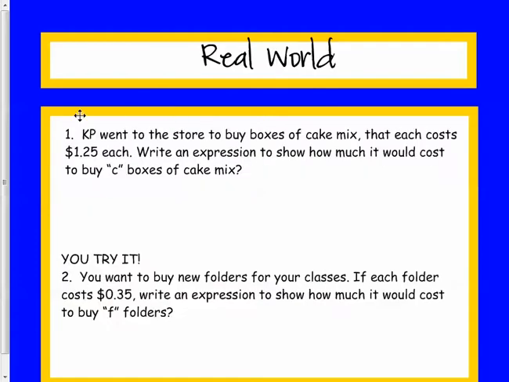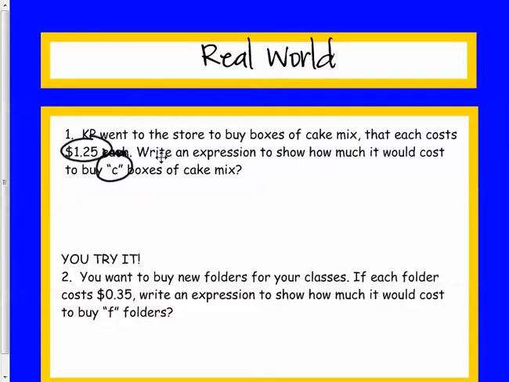Okay, let's look at some word ones. These are real world applications, okay? This is something I do all the time. So KP went to the store to buy boxes of cake mix that each cost $1.25. All right, write an expression to show how much it would cost to buy C boxes of cake mix.